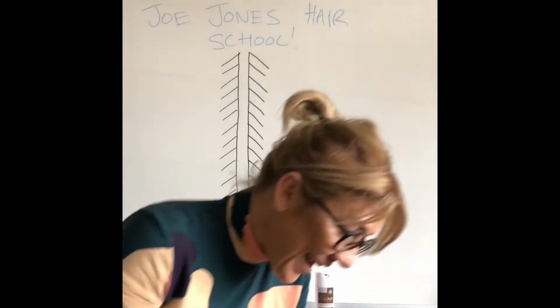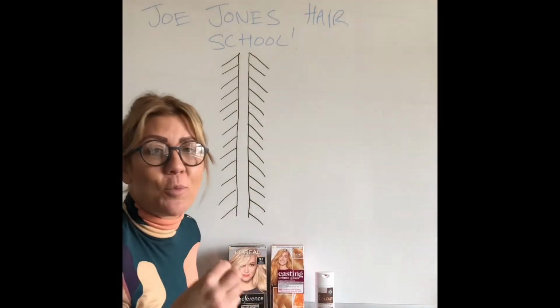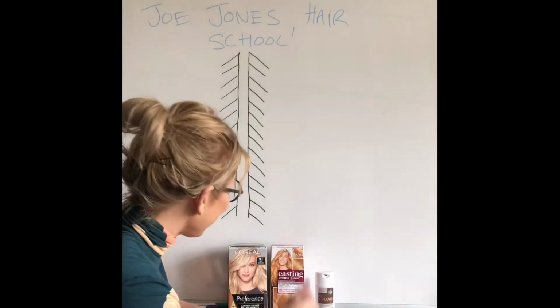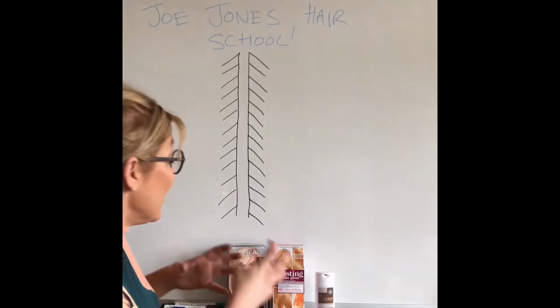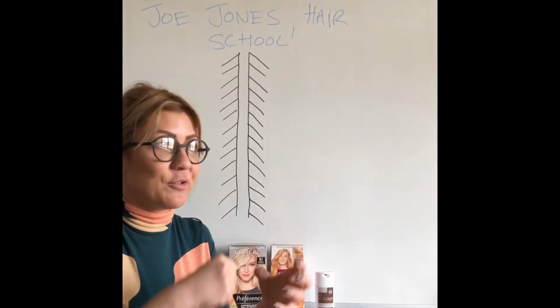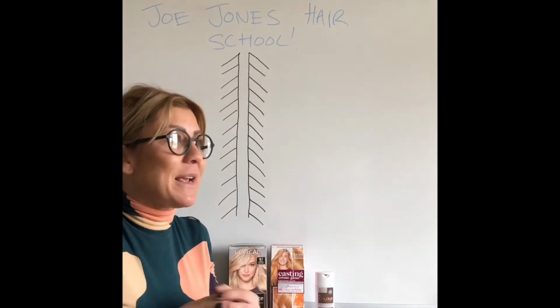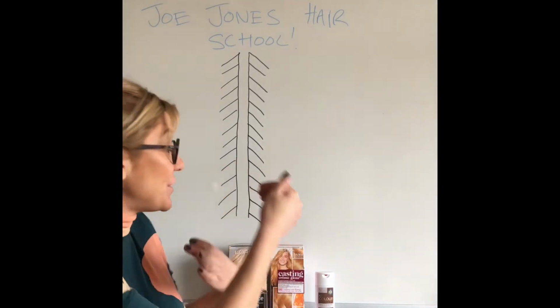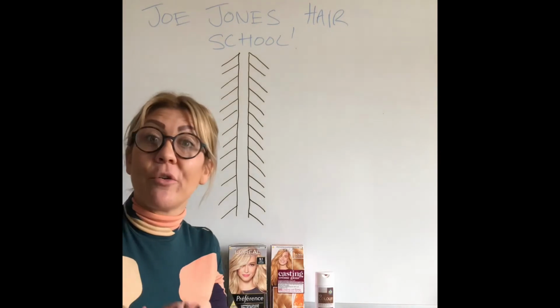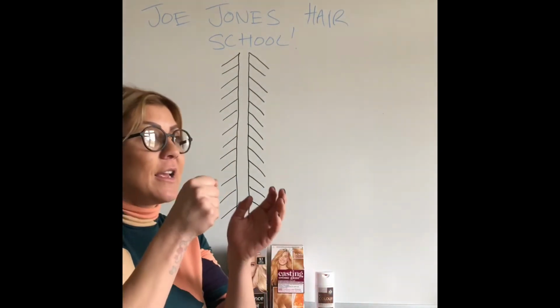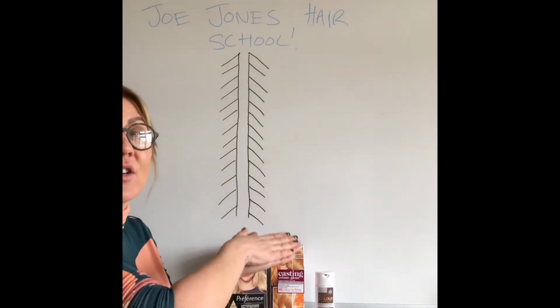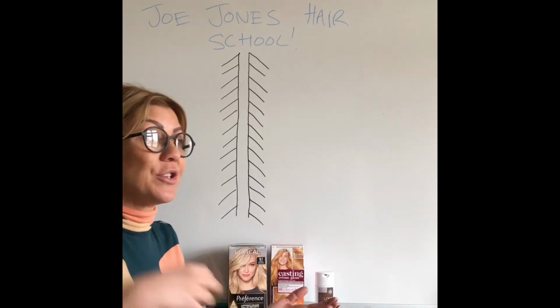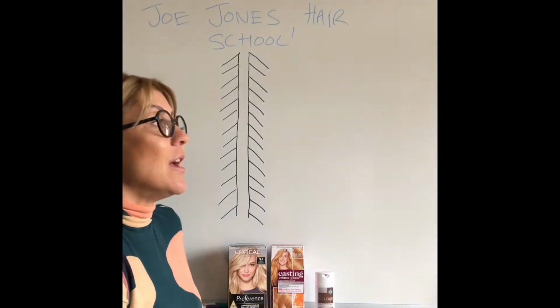So how do these three different colours work on your hair? Colour comes in molecules. They're basically little balls of colour pigment, and the amount of peroxide that each of the products has in it affects how much your cuticles are open for the colour to go in.